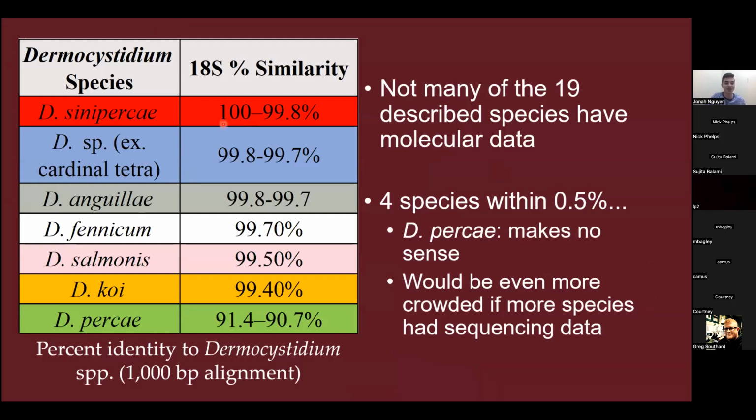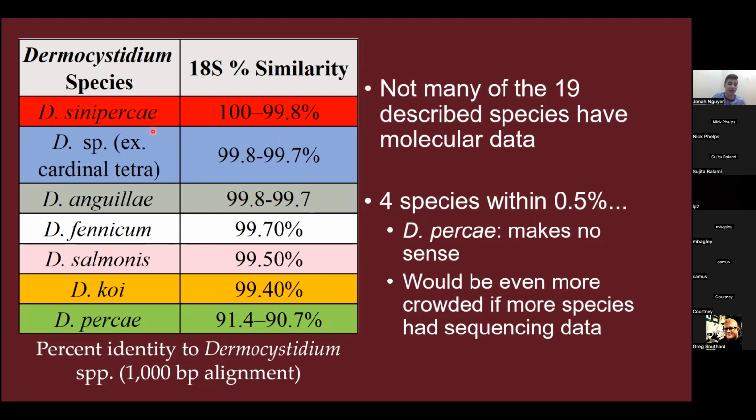So this is the percent similarity table. These are all the described species, and I threw in the cardinal tetra one in here. You'll see why I did that in a second. But this shows as a whole that 18S is really not great for identifying these because there's 4 species within 0.5% of mine. They're just very close together. There's not a lot of diversity happening at 18S with this genus. Besides for D. percae, that's just weird. Its percent is low. I don't know what that's about, but imagine also that it would be even more crowded in this table if more species had sequencing data. So you can just imagine.